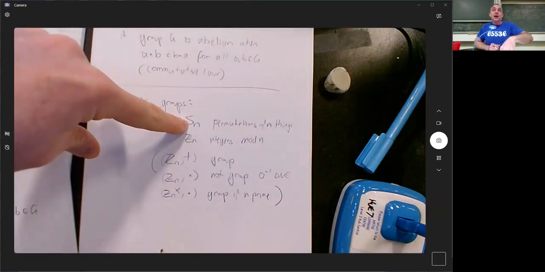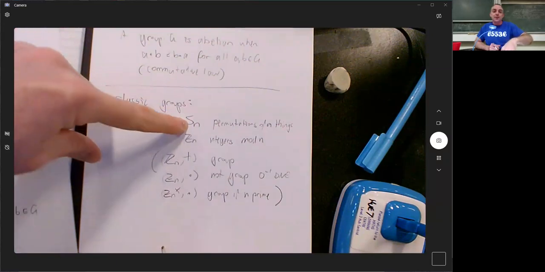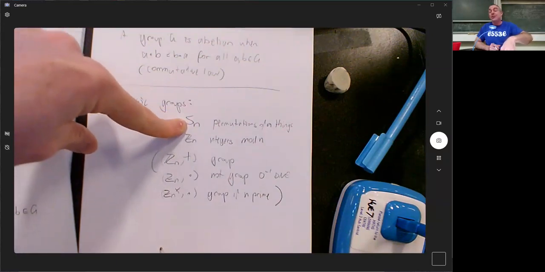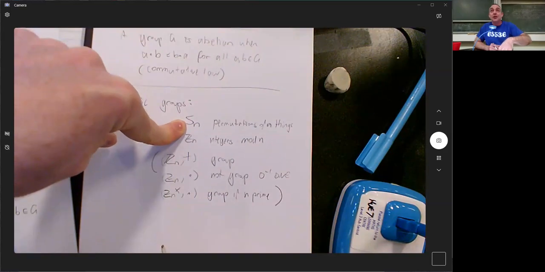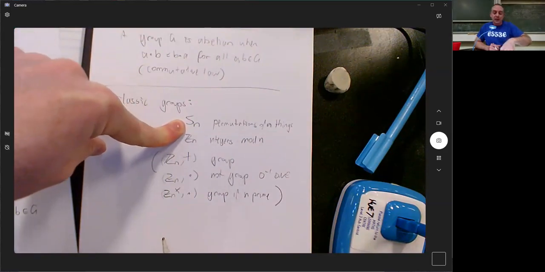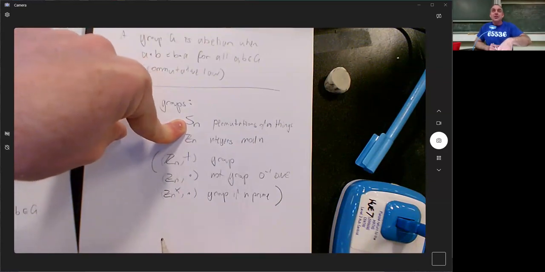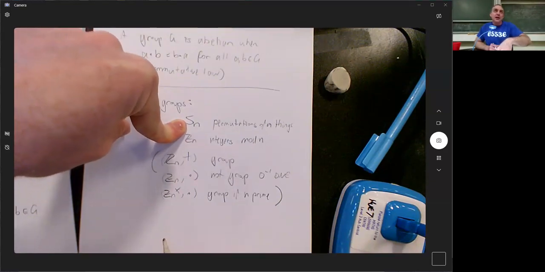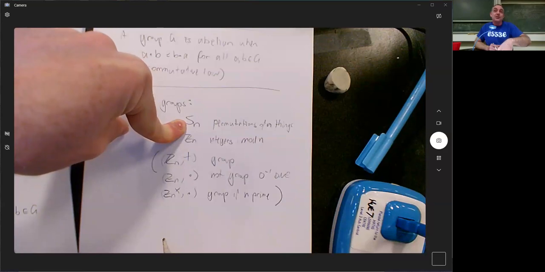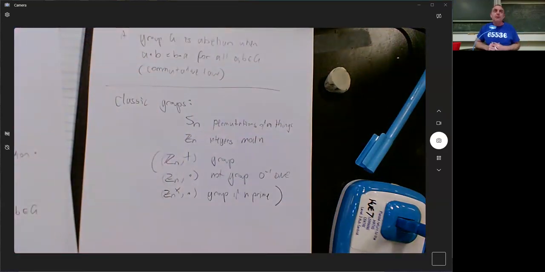And the operation in this one is doing them one after the other. It's composition as functions, because a permutation is officially a function that takes the list in and spits out a new list. Actually, it's not even that. It takes each individual element in and spits out a new element, and it's a one-to-one function and onto. So, sorry, bijective. That's the fancy word for it.